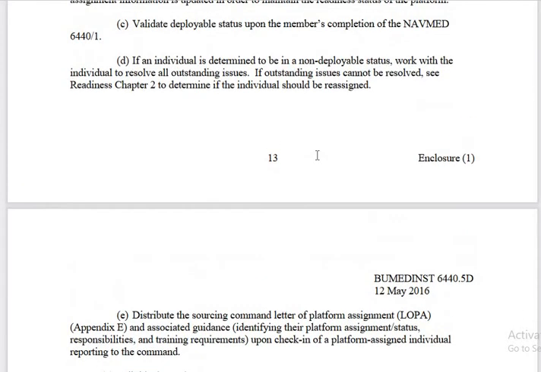So the process is if someone's non-deployable, it's not, oh my gosh, kick this dude out immediately. It's, we're going to work with you and find out what can we do to get you rolling. So it's not like if you're a little bit hurt, you're gone. They try to work with the person because it could take a while to get a replacement.